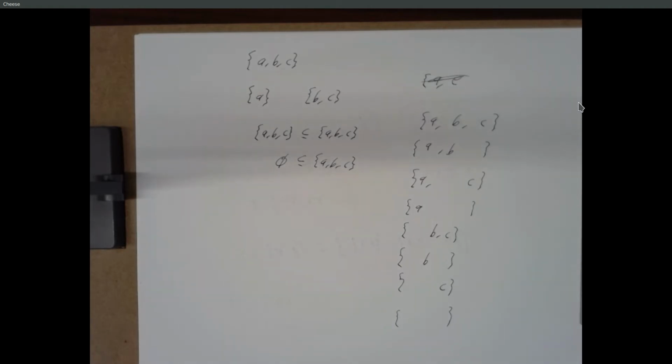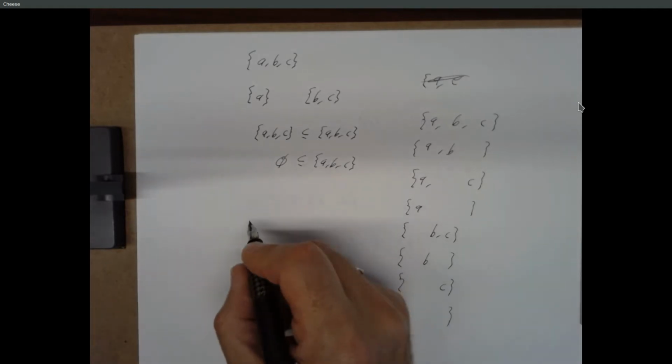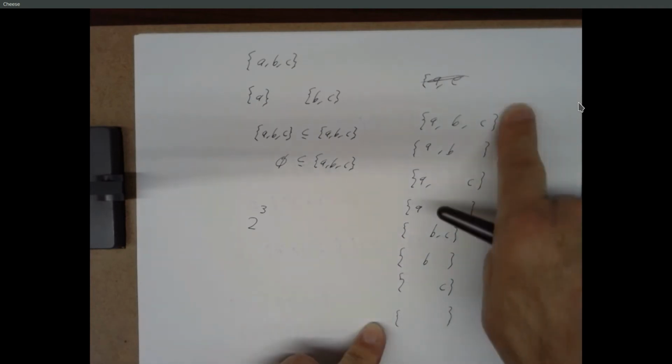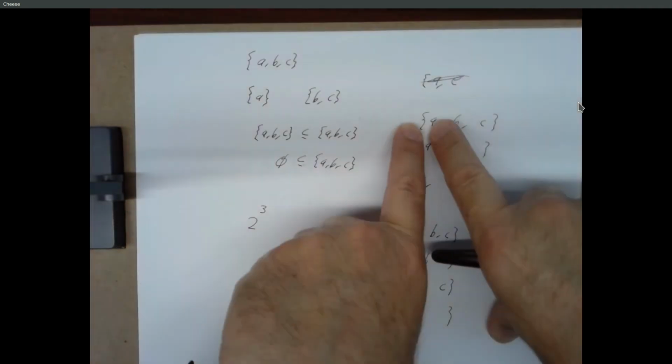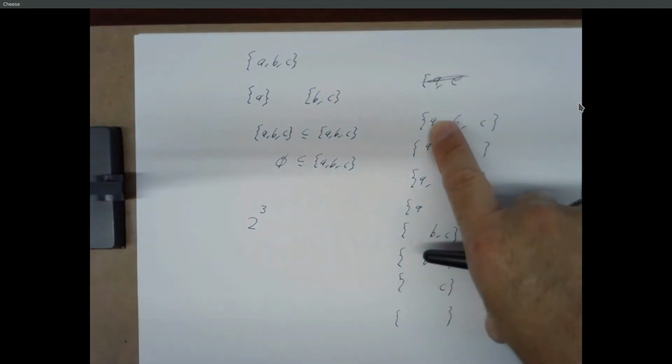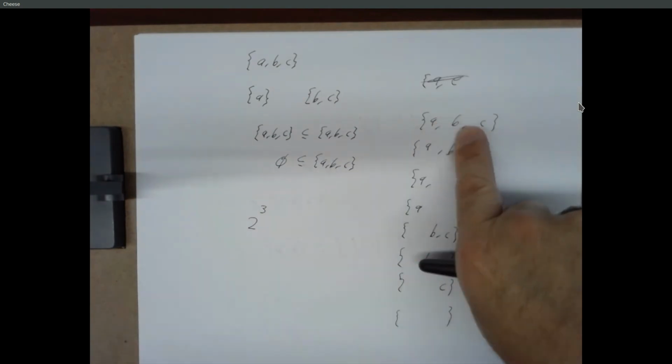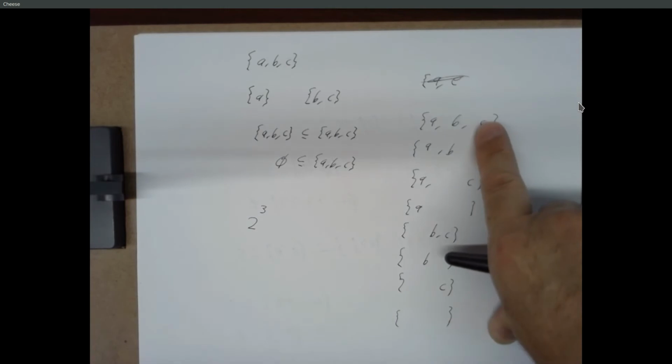Why are there exactly 8 subsets when you have 3 elements? It's 2 to the 3rd. And why is it 2 to the 3rd? Because each set we write we can describe as follows. Is the letter A contained in the set? Either yes or no. There's 2 possibilities. Is the letter B contained in the set? Yes or no. There's 2 possibilities. Is the letter C contained in the set?